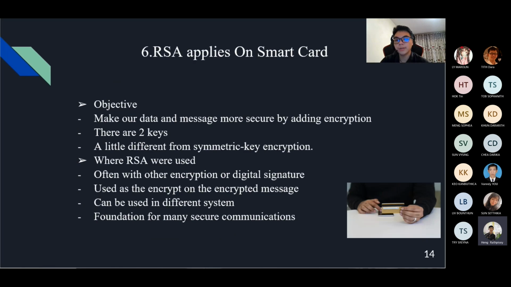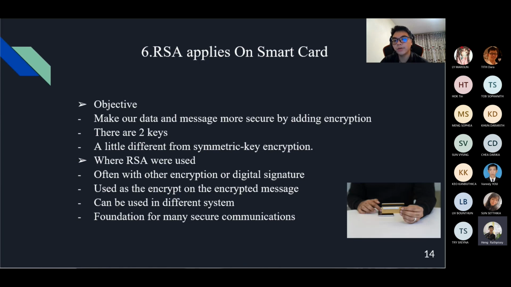This part is to explain how RSA applies on a smart card. The objective of RSA is to make our data or message more secure by adding an encryption code to the message. There are two keys in how RSA works, which are the public key and the private key. The public key can be shared openly and anyone can access it, but only people with the private key can decrypt the code and read the message.